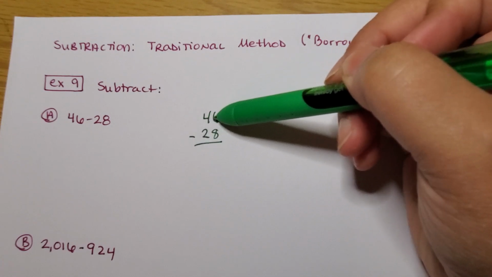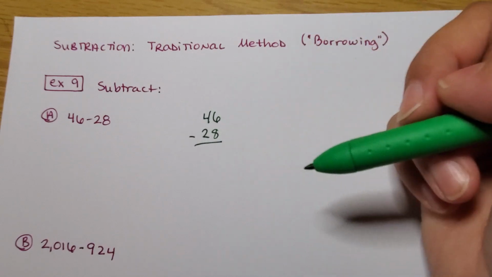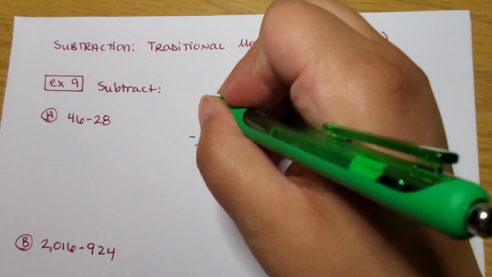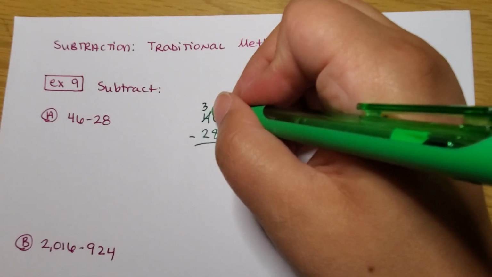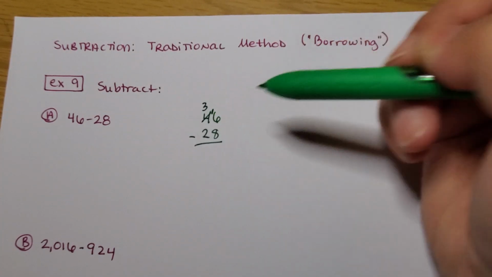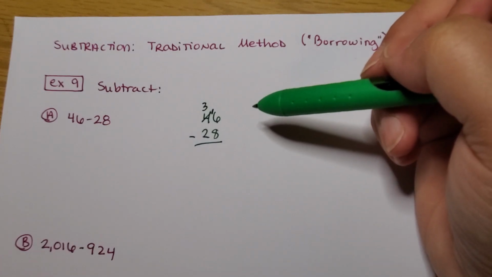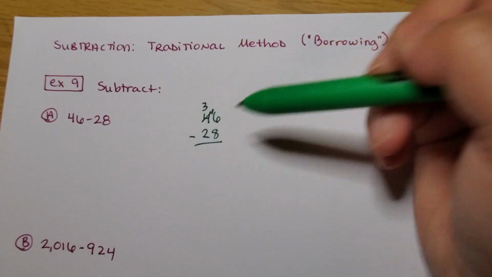So this is like 46, right? So I could take away a 10 from that and make it a 30. And then that 10 that I'm borrowing, I'm going to lump with the 6. So I could think of this as 16 instead of thinking of it as like 6. So my 46 is the same as 30 plus 16.